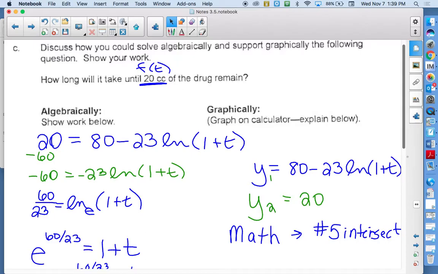So algebraically, you're trying to get the natural log by itself. Graphically, you can think about it multiple ways, but to get the exact value, you plug in both of these, find that intersection point using that math function. So second trace, then you're going down to intersect.